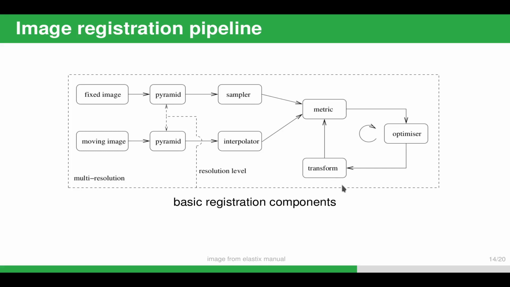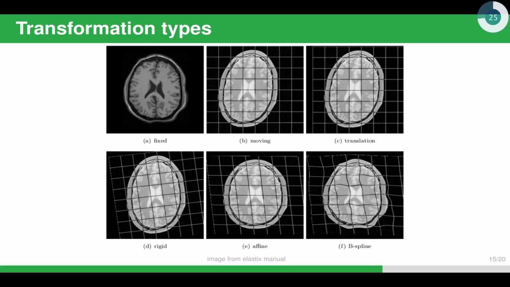All right, let's first talk about transforms, specifically what are some common types of transformations that are used in image registration. Suppose we have this fixed image A and this moving image B, which has a grid overlaid on it. First, you might use translation as a transformation. So this is only motion in X and Y.